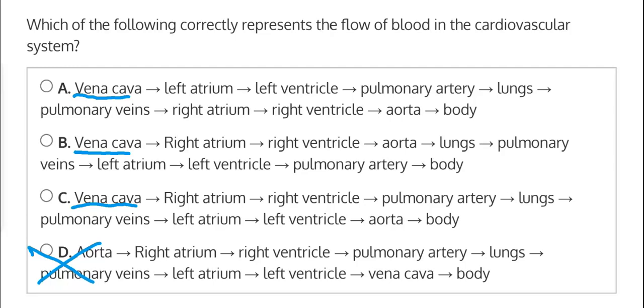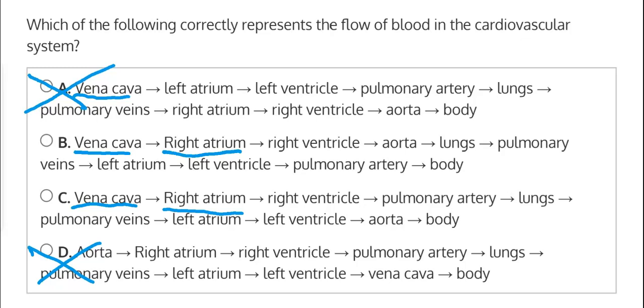Now let's see if there's any that we can eliminate. So we know after the vena cava, what's the acceptable order? Do we start with the left side or the right side? We start on the right side, because the right side is the side that doesn't have the oxygen yet. So the whole goal is to get from the deoxygenated to oxygenated. So for that reason, we want to start on our right side, but option A is going to the left. So we could eliminate option A here. So now we're left with options B or C.